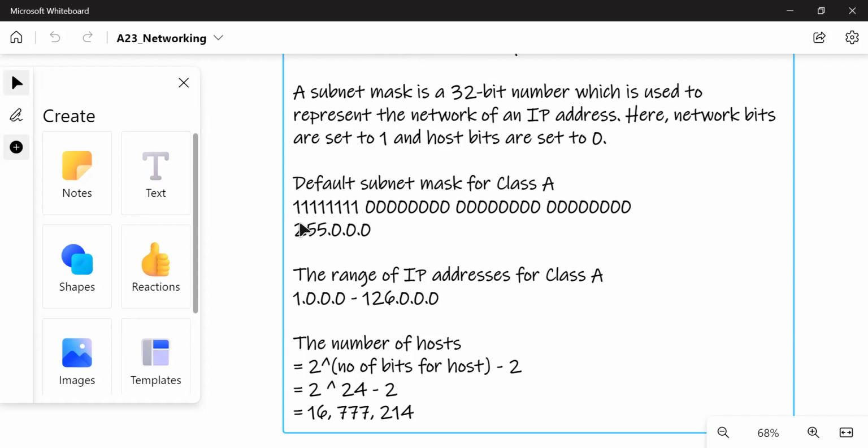So when you convert to decimal, 8 ones give 255. Then the next 8 is 0, next 8 is 0, next 8 is 0. Which means we can say the default subnet mask for class A is 255.0.0.0.